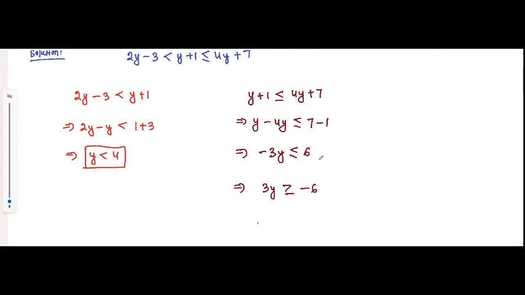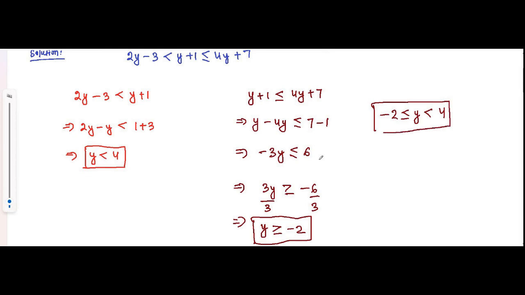Okay. Now we'll divide both sides by the same positive number. In that case, the inequality will stay the same. So 3y by 3, minus 6 by 3, that implies y is greater than or equal to minus 2. So this is the second part of the solution. So here we have two conditions, y greater than or equal to minus 2, or we can write it as minus 2 is lesser than or equal to y, and y is lesser than 4. So this is the solution.